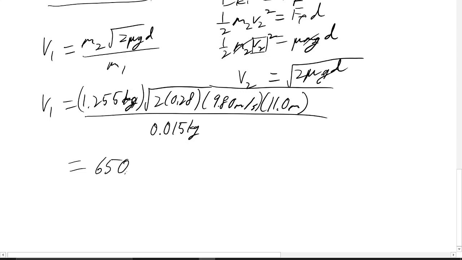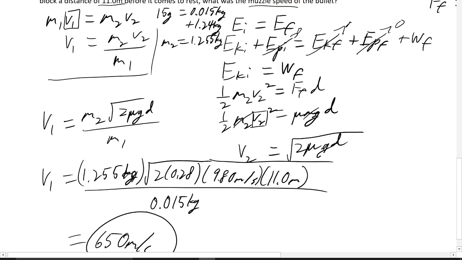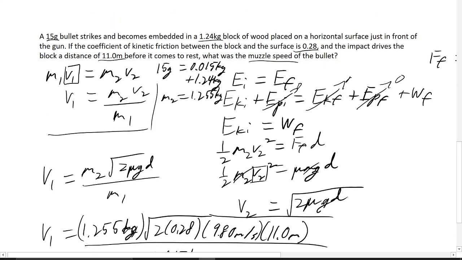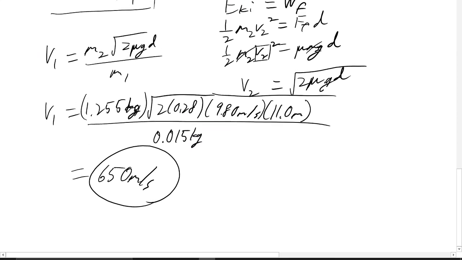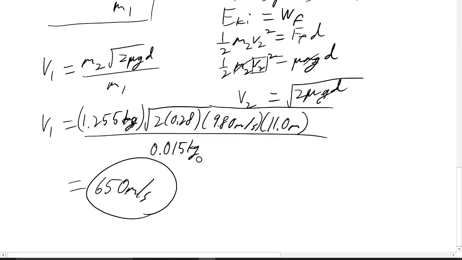650 meters per second. Now at first glance this may seem like a lot, but since the mass of a bullet is so low, you can get it to very high speeds with little momentum.